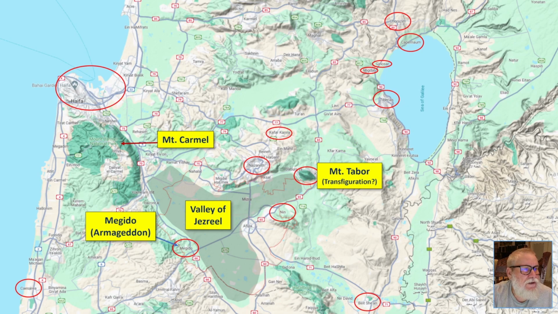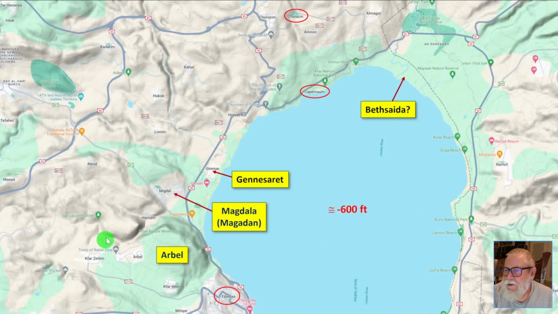So let's look at the northern Sea of Galilee. As I said, it sits at about 600 feet below sea level. The Jordan flows into it up here from the north, and between the Sea of Galilee and Jericho, the elevation drops down to 900 feet below sea level, and then between Jericho and the Dead Sea, it drops another 400 feet or so down to the Dead Sea at minus 1,300.